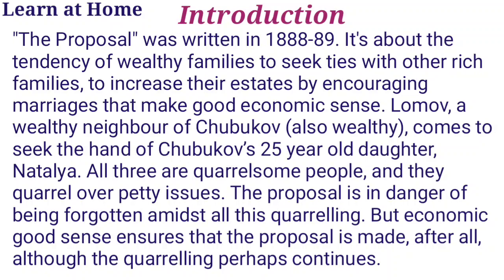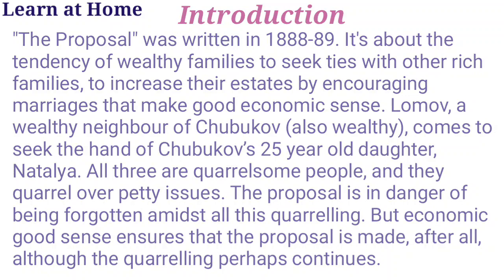It's about the tendency of wealthy families to seek ties with other rich families, to increase their estates by encouraging marriages that make good economic sense. Lomo, a wealthy neighbor of Chubko, also wealthy, comes to seek the hand of Chubko's 25-year-old daughter Natalia. All 3 are quarrelsome people, and they quarrel over petty issues. The marriage is in danger of being forgotten amidst all this quarreling. But economic good sense ensures that the proposal is made after all, although the quarreling perhaps continues.